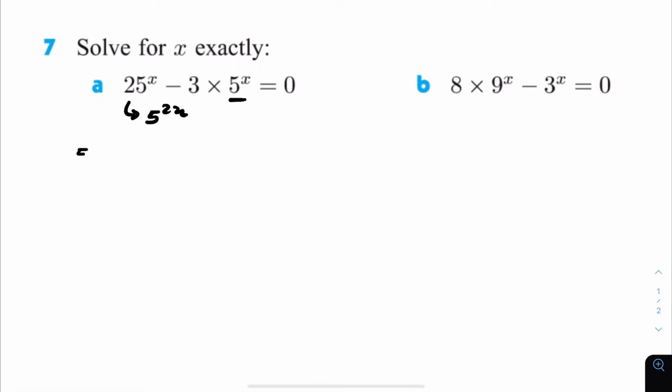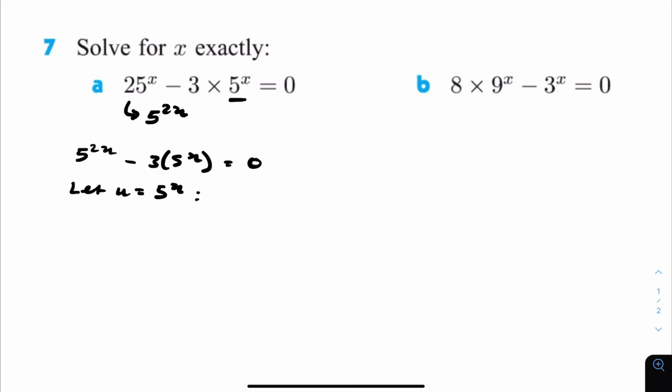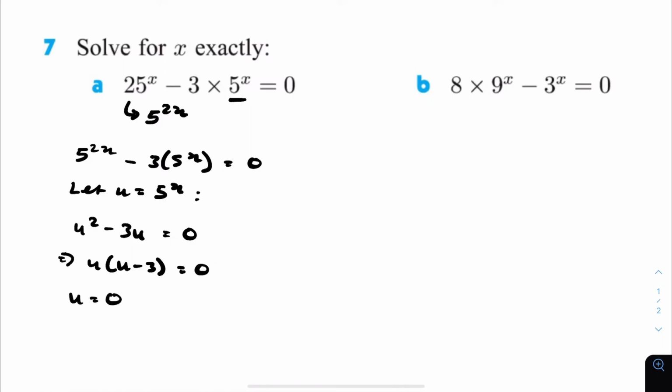So our new equation is 5 to the power of 2x minus 3 times 5 to the power of x is equal to 0. So let's let u equal 5 to the power of x, so it's easier to read this equation as it has 5 to the power of x a lot. So that becomes u squared minus 3u is equal to 0. So if we factor that, we get u times u minus 3 is equal to 0. So u is equal to 0, and u minus 3 is equal to 0. So u is equal to 3.